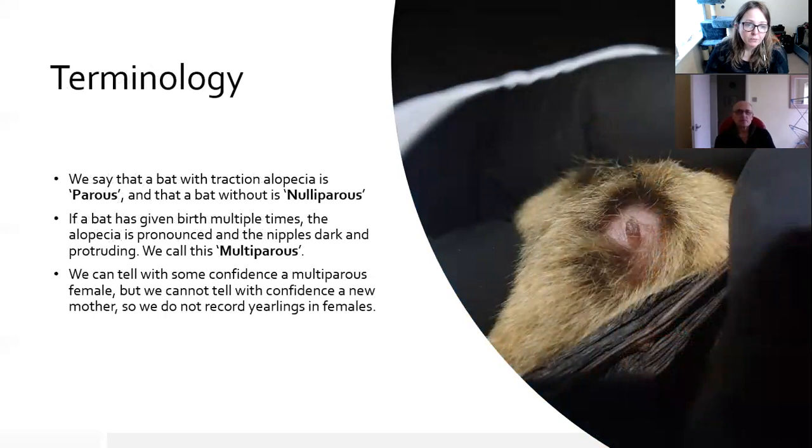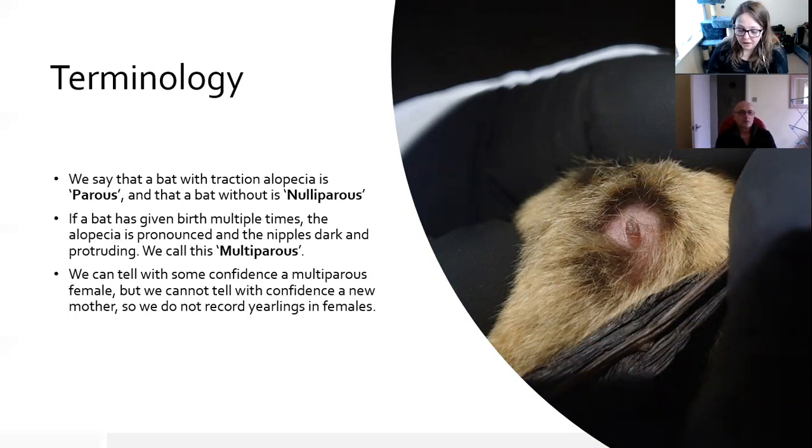So here we go, a bit more into the terminology. A bat with traction alopecia is parous. A bat without is nulliparous. Sometimes you can see this picture here, there is no fur around this nipple at all. So she is multiparous. A lot of the time you can see a very old mother.